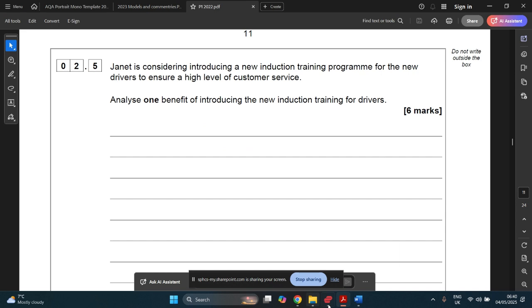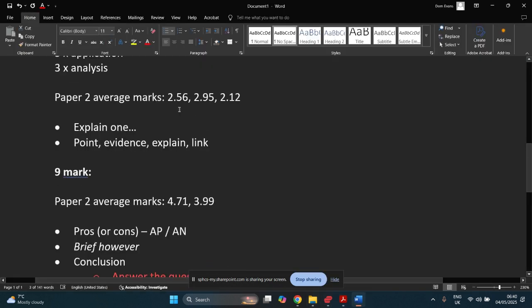The 9 markers are not answered well. Last year, the average marks in the 9-marker were sort of 2.95. One of them, in paper 2, the average mark across the country is 2.12. So if you're getting 3, 4 marks, you're above the national average. All right. And we're focusing on explaining 1. All right. It is difficult to do it.